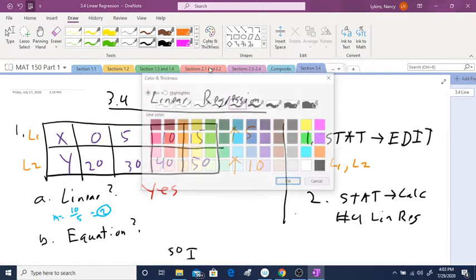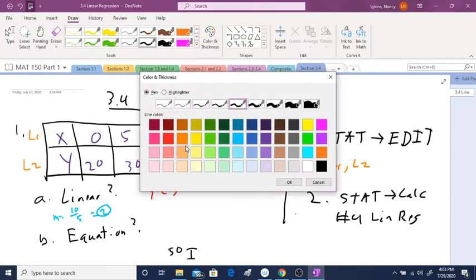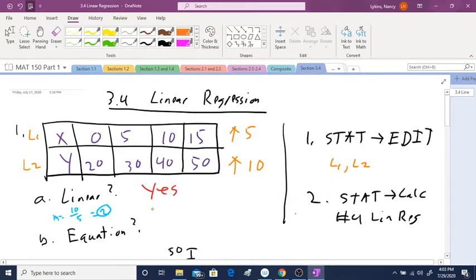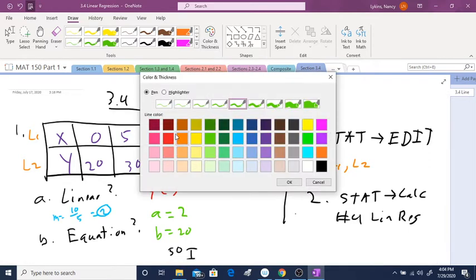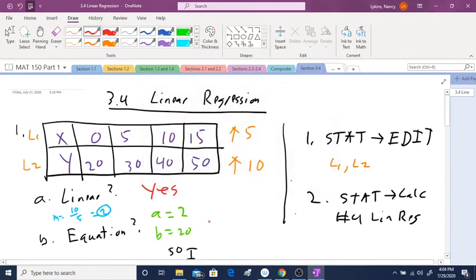Okay, at any point, like I said, you can pause it, wait, catch up, go back and review. And if you need to go back to 3.3, I would advise us to do that as well. So what do we get for our A and B? Well, my A comes out to be 2, and my B comes out to be 20. So in this case, my equation is y of x equals 2x plus 20.